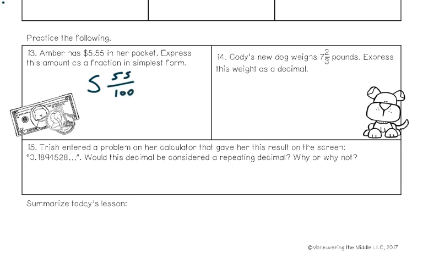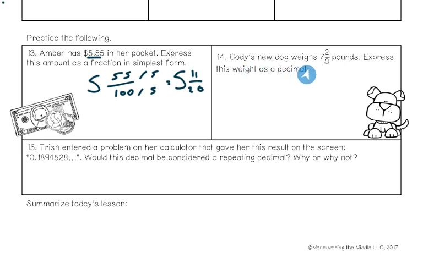Now remember, this is supposed to be in simplest form. This is not in simplest form until there is nothing that goes into 55 and 100. So I know that 5 goes into 55 and 5 goes into 100. So I'm going to divide both by 5. 55 divided by 5 is 11, and 100 divided by 5 is 20. So I have 5 and 11 twentieths as the fraction for 5.55. Let's look at number 14.